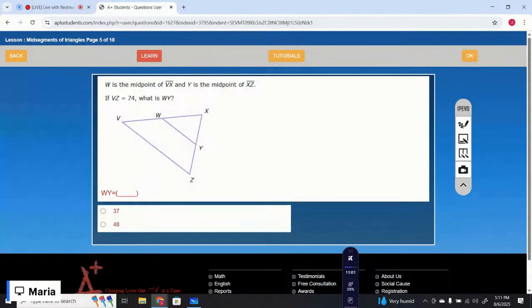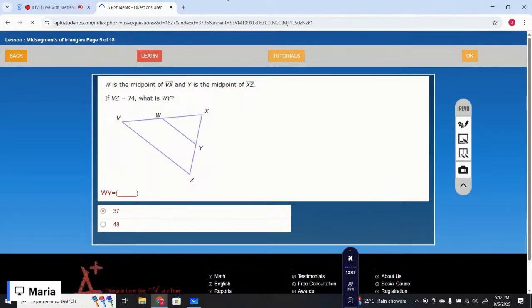W is the midpoint of VX and Y is the midpoint of XZ. If YZ equals 74, what is WY? So which is the correct option? If VZ equals 74, what is WY? So WY equals 37. Option number 1 is the correct option.